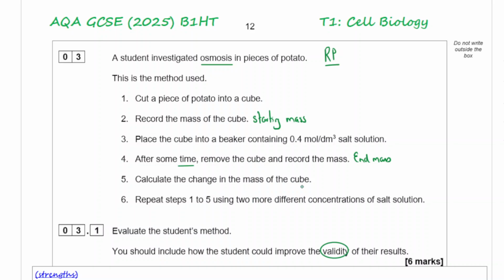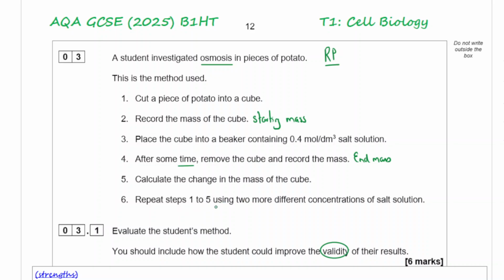Calculate the change in mass of the cube. Now, calculating the change in mass of the cube is not enough. You need to work out the percentage change in mass, because the starting mass might be different. It's not always going to be the same mass for all the cubes.